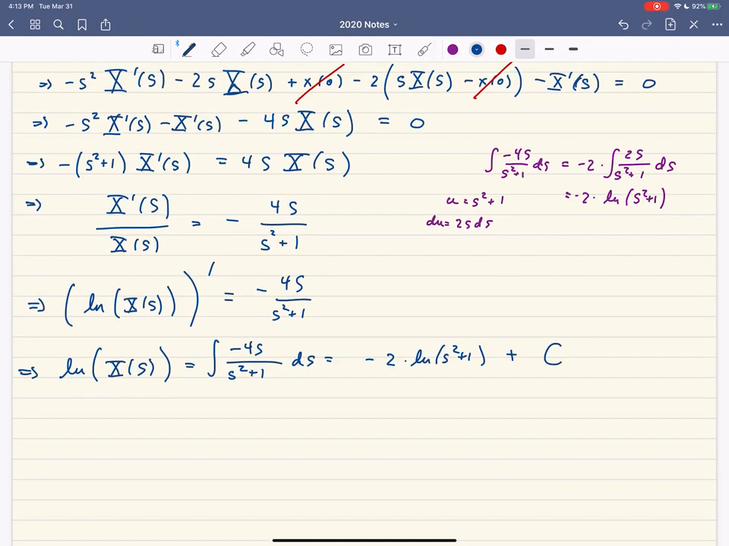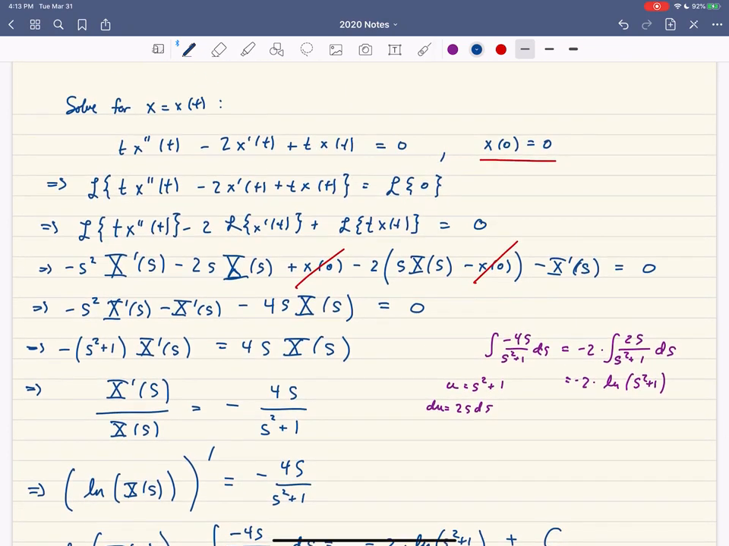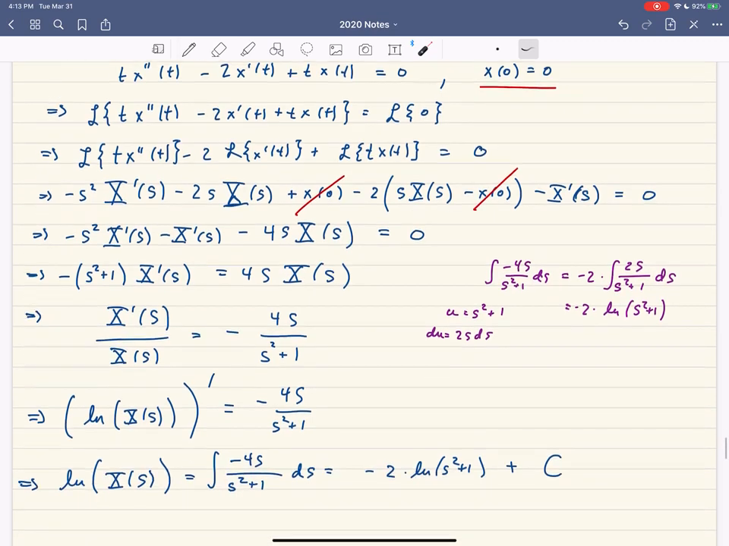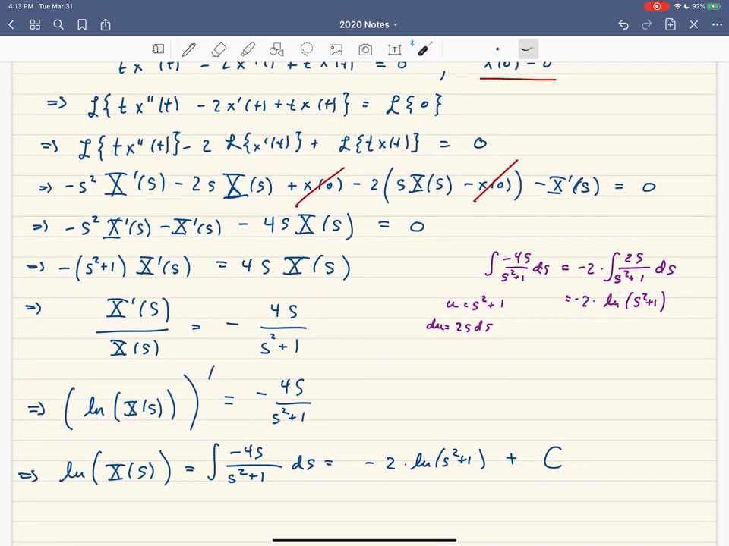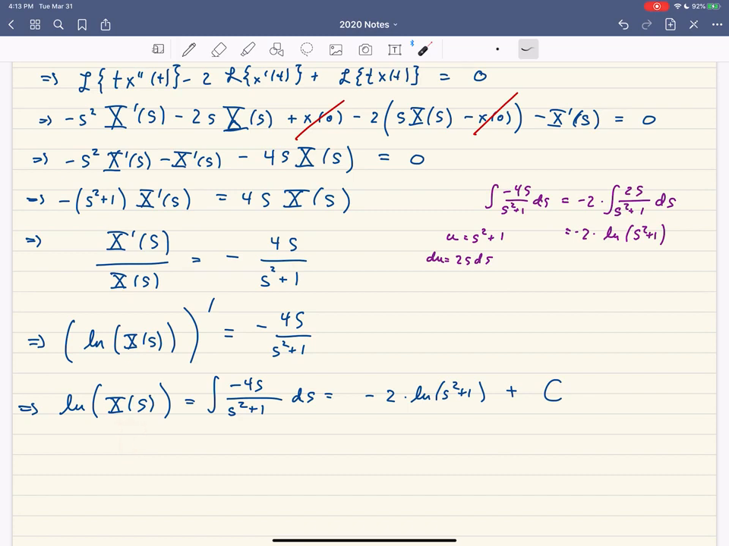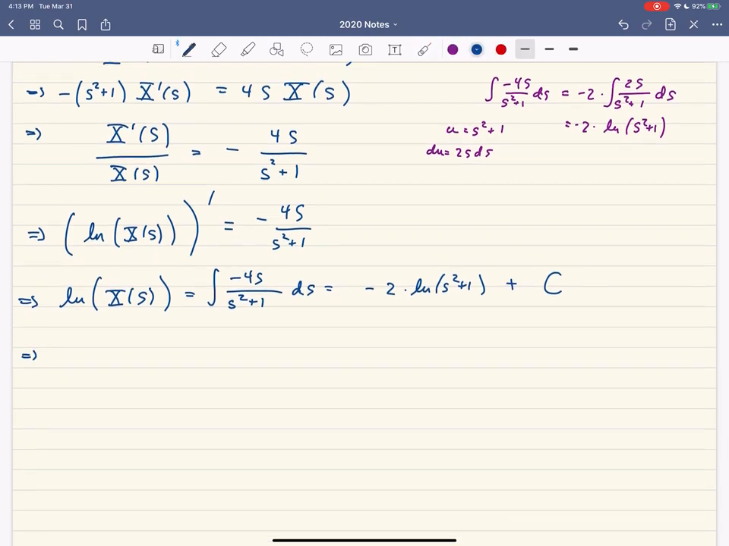Remember that our ultimate goal is to find little x of t. But we took the transform, and so that changes our little x's into big x's. So now our goal is to find capital X, and then once we have that, we'll take the inverse Laplace transform. So to solve for capital X, I'm just going to rewrite this one more time, just for ease of following along. This is going to be the natural log of capital X, and that's going to be equal to negative 2 natural log of s squared plus 1 plus c. And so if we exponentiate both sides, capital X is going to be, we're going to do the usual thing, but let me just write it like this.